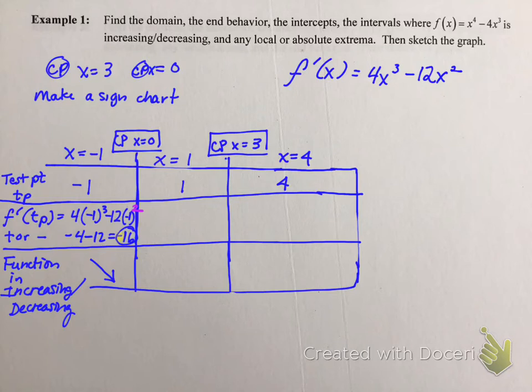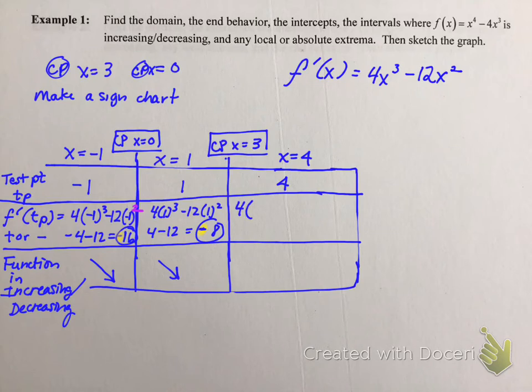Okay? All right, let's look at x equals 1. Once again, we're going to plug this into the derivative. So I get 4 times 1 cubed minus 12 times 1 squared. 1 cubed is 1, and 4 times 1 is 4. 1 squared is 1, and 1 times -12 is -12. So I got a negative on this one too because I got a -8. Since I got a negative value, I know my function's decreasing here. Okay, now I'm going to plug x equals 4 into the derivative.